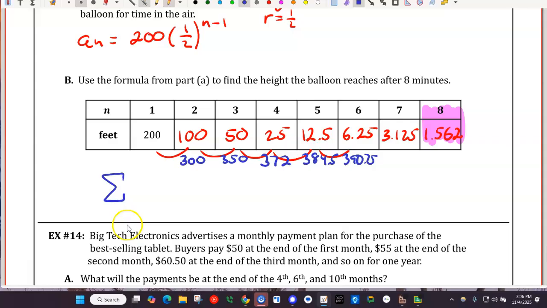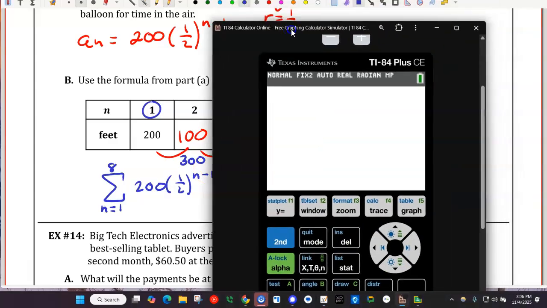sigma notation. So that's why I had you guys get your calculators. So once again, we can practice this, where we're going to add up all the n values from 1 all the way to 8, all 8 of those of this sequence. And we can just put it in the calculator and press those buttons and then get the total that way as well.